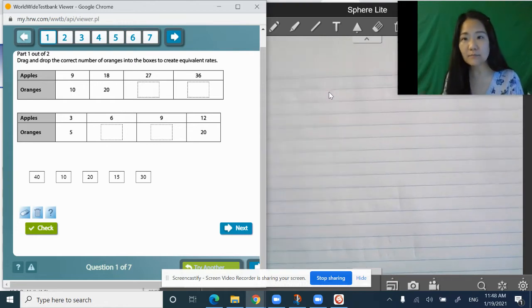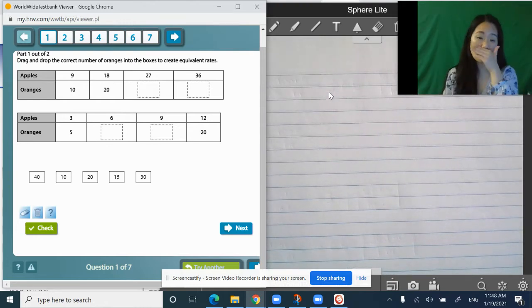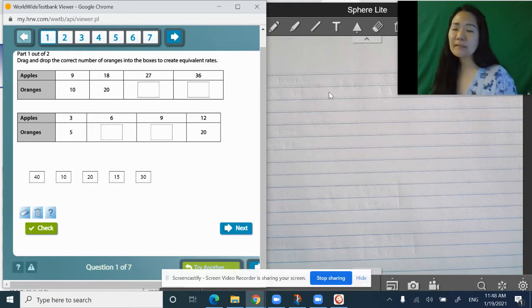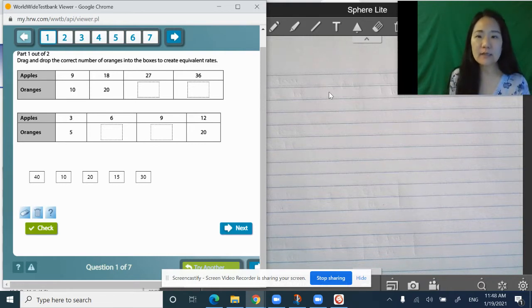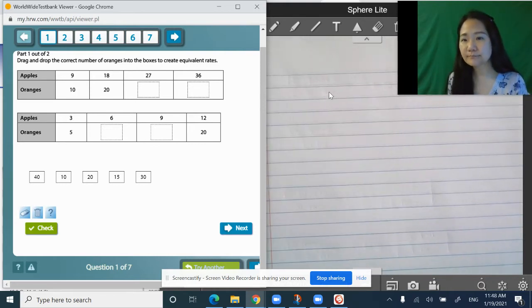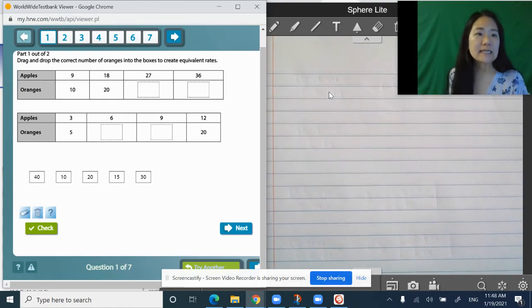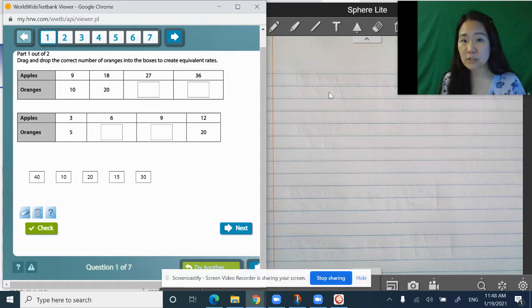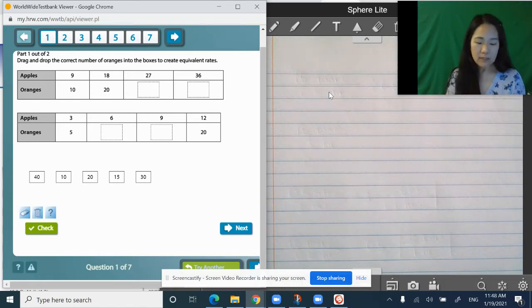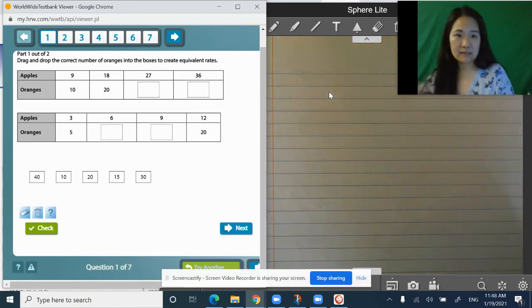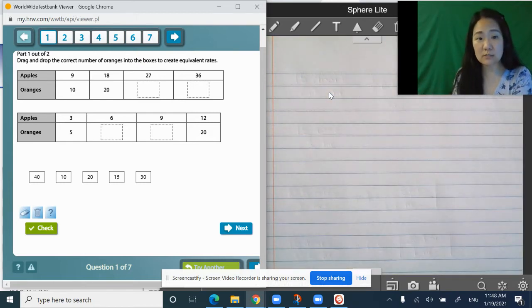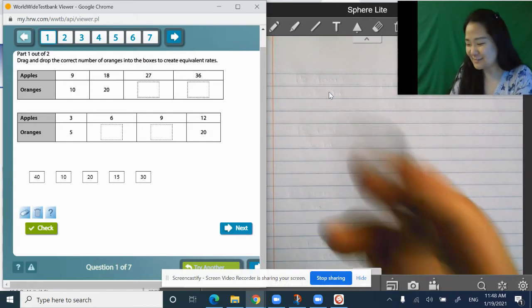So this homework help is for 6-3 Go Math 1 through 7. Okay, so let's go ahead and talk about number 1. It says drag and drop the correct number of oranges into the boxes to create equivalent rates. Okay, so let's say I have a box. So I'm going to demonstrate just the first one, and then you can do the second one.